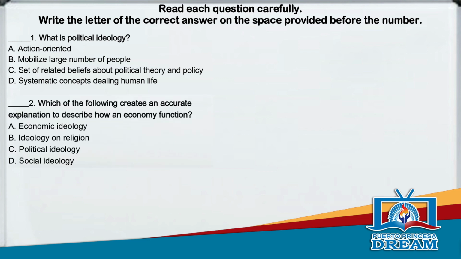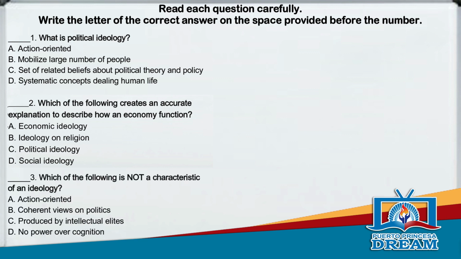Number 2. Which of the following creates an accurate explanation to describe how an economy functions? A. Economic ideology. B. Ideology on religion. C. Political ideology. And letter D. Social ideology. Number 3. Which of the following is not a characteristic of an ideology? A. Action-oriented. B. Coherent views on politics. C. Produced by intellectual elites. And letter D. No power over cognition.